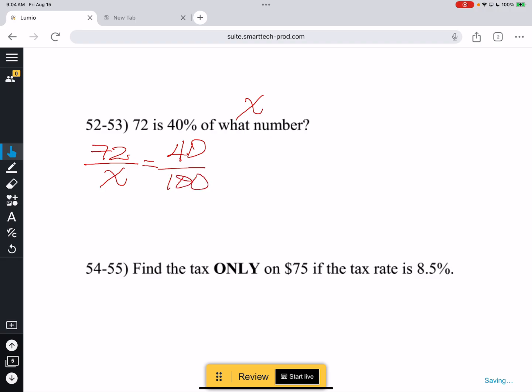Now, the other way is 72 equals 0.4 X. That's still going to have you dividing by 0.4. You'll get the same answer. But what answer is that? 180. 180.